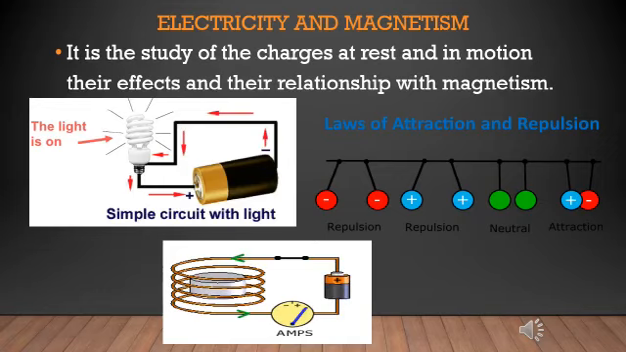Electricity and magnetism is another important branch of physics. In this branch, we deal with the study of the electric and magnetic effects of charges, which are at rest or in motion. First of all, we have to study electricity. In electricity, we deal with two branches of charges. The first branch is electrostatics. In electrostatics, we deal with the charges which are at rest and how they are attracted towards each other and how the charges repel each other.